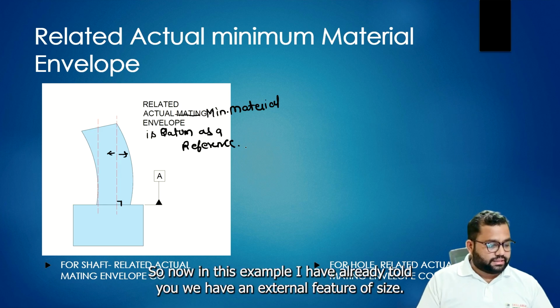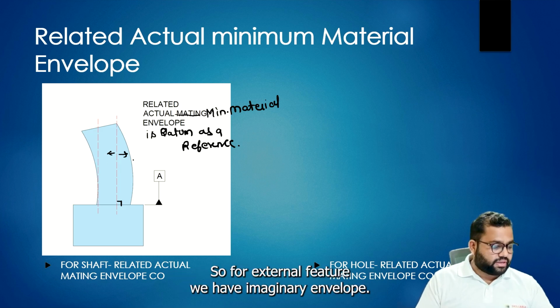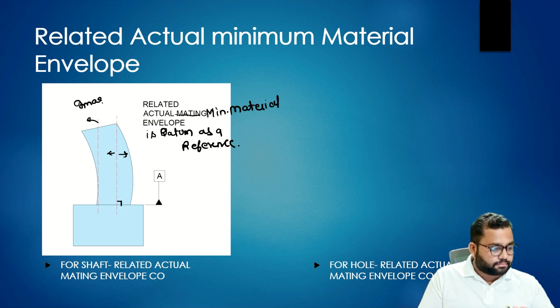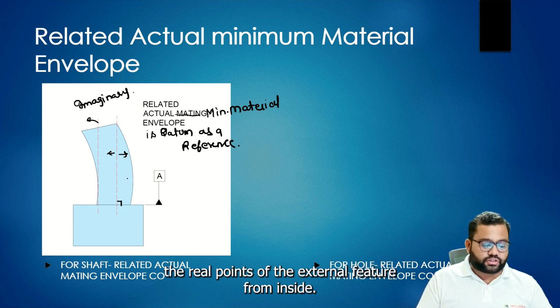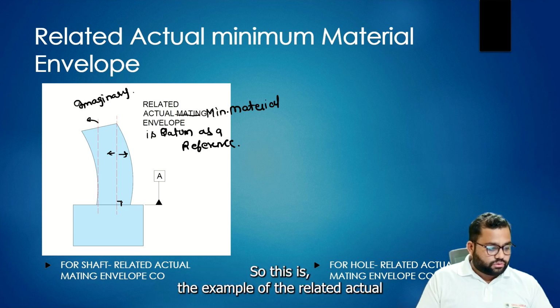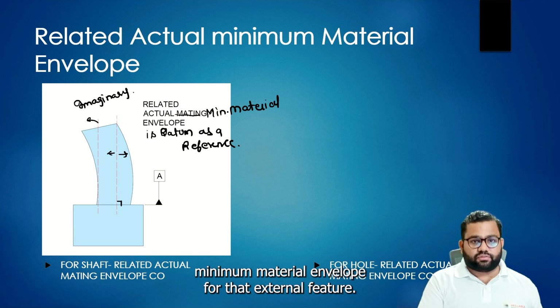Now in this example, I have already told you we have an external feature of size, and we are also going to discuss the hole for the internal feature. For the external feature, we have an imaginary envelope which expands and touches the low points of the external feature from inside. At the same time, it is taking the orientation of the datum reference. So this is the example of the related actual minimum material envelope for the external feature.